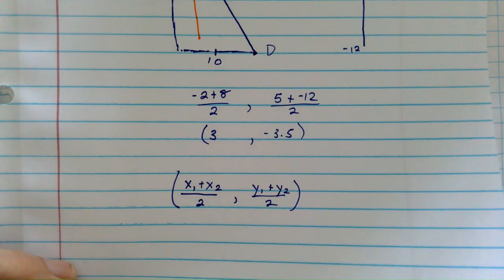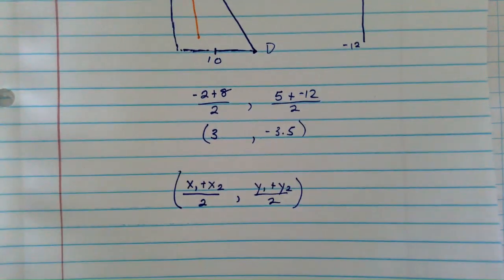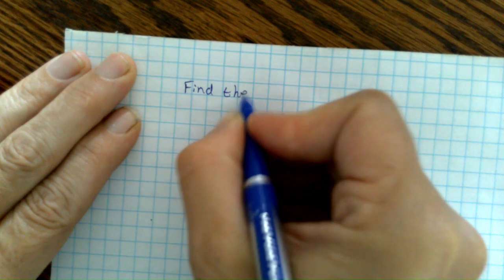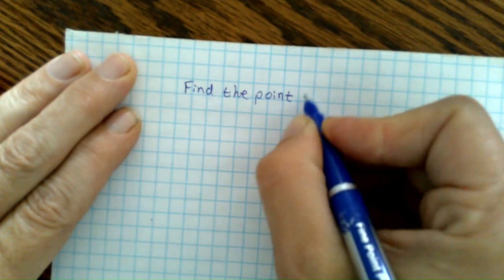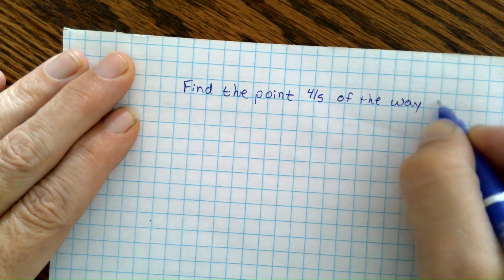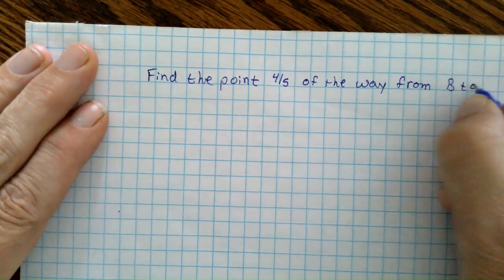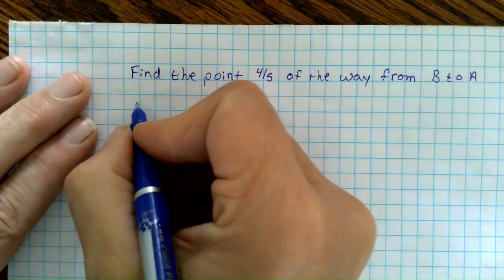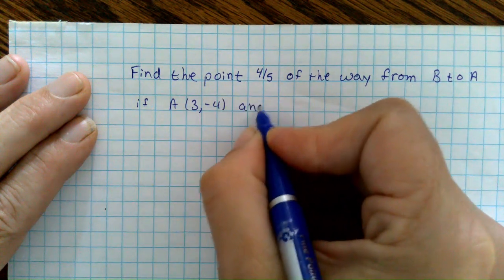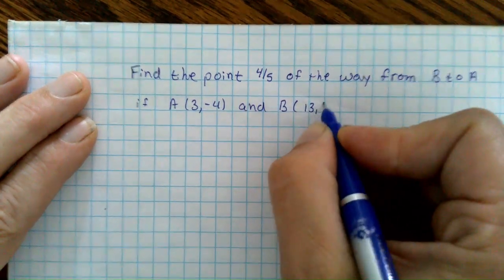So what if we didn't get something straightforward as the midpoint? Okay. What if occasionally they might say, find the point 4/5 of the way from B to A, if A is at (3, -4) and B is at (13, 11).